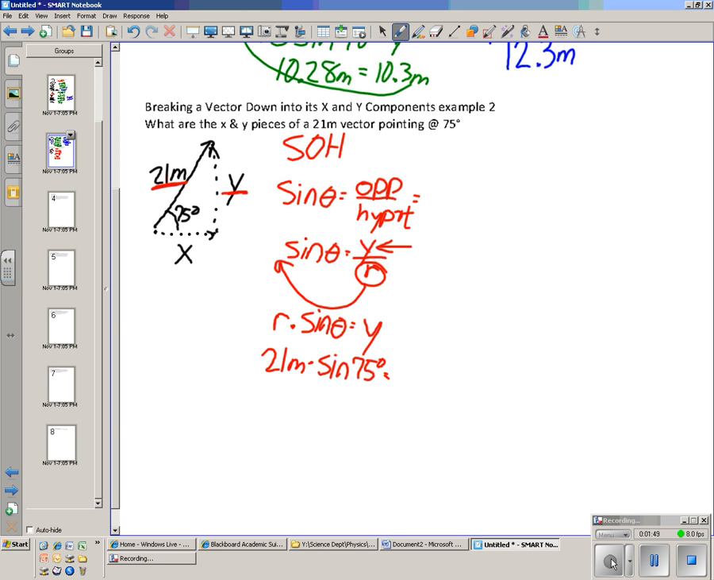Tap that into my calculator. So I have y equals 20.28 meters, or rounding to 3 sig figs, 20.3 meters is my y value.